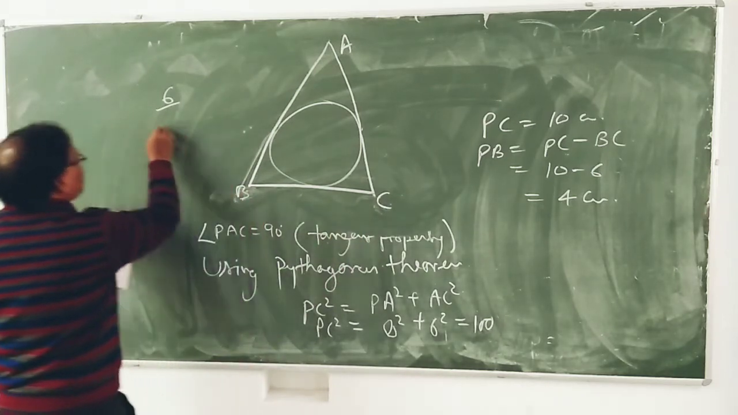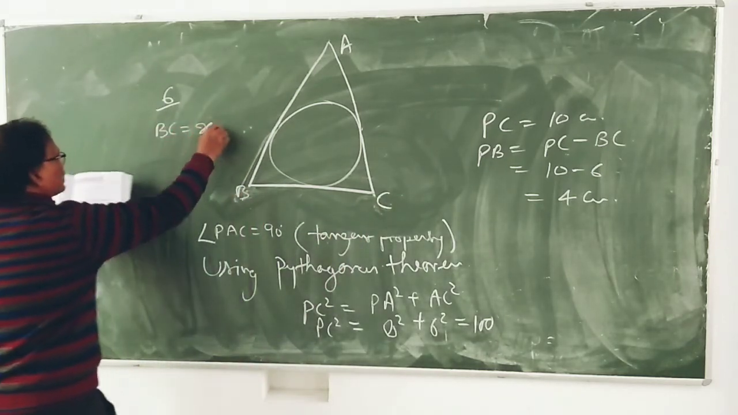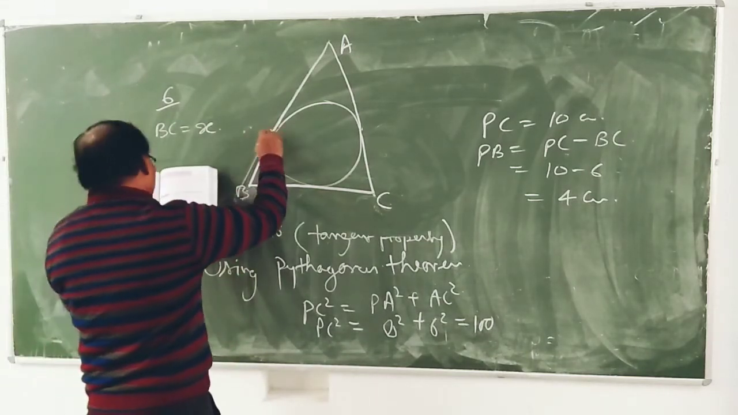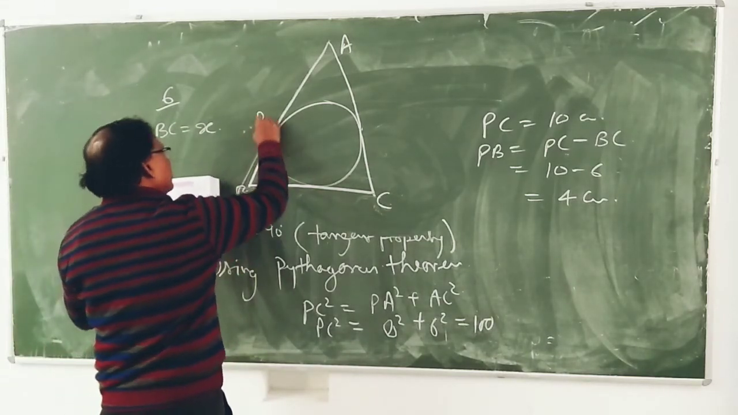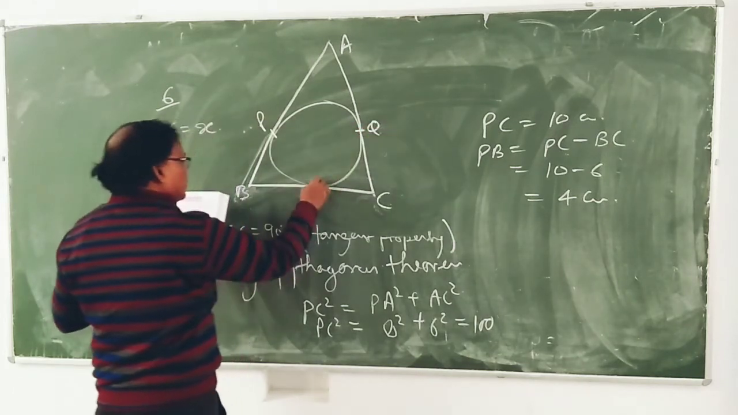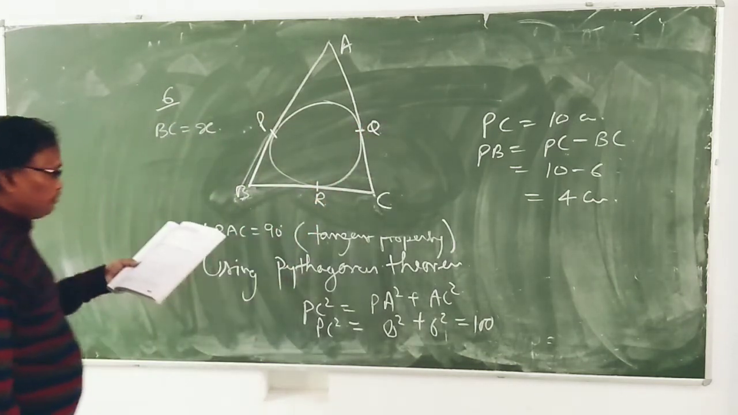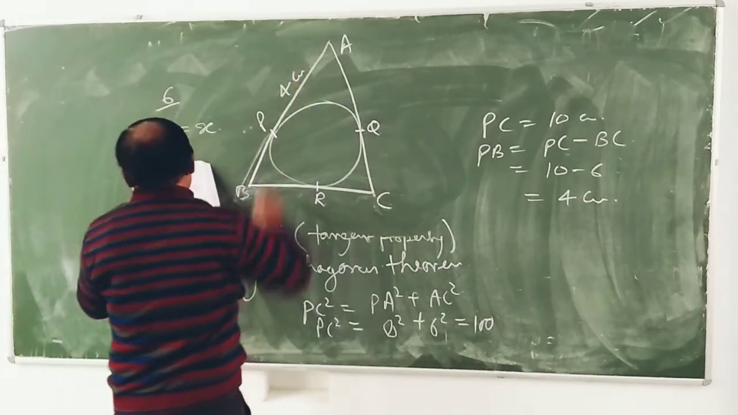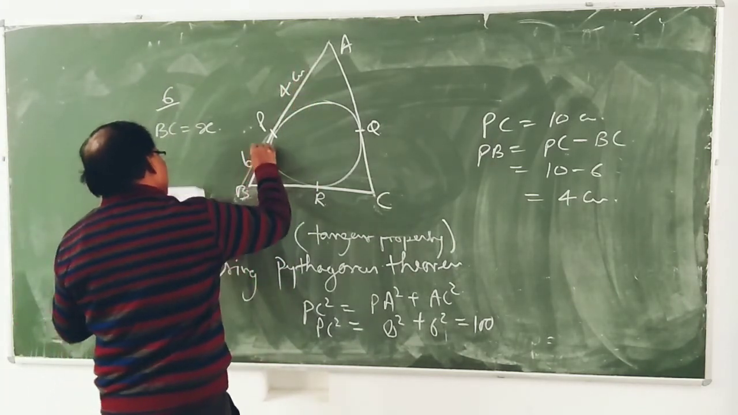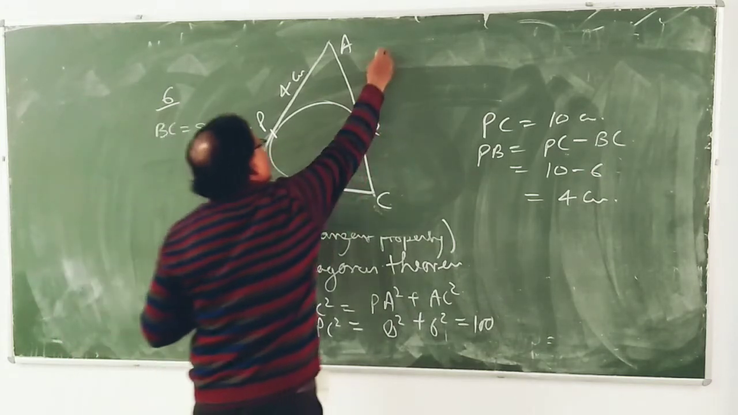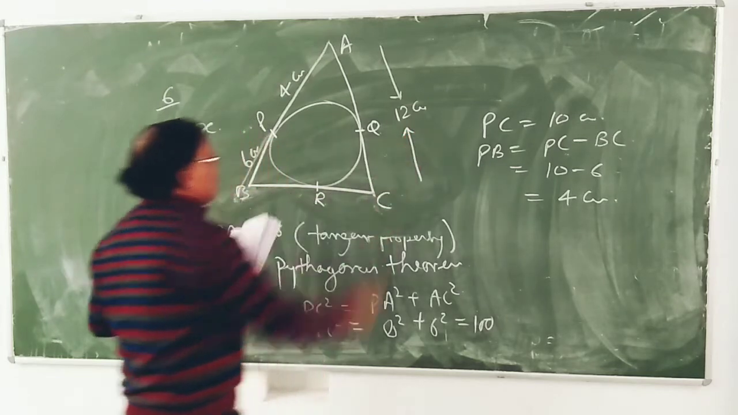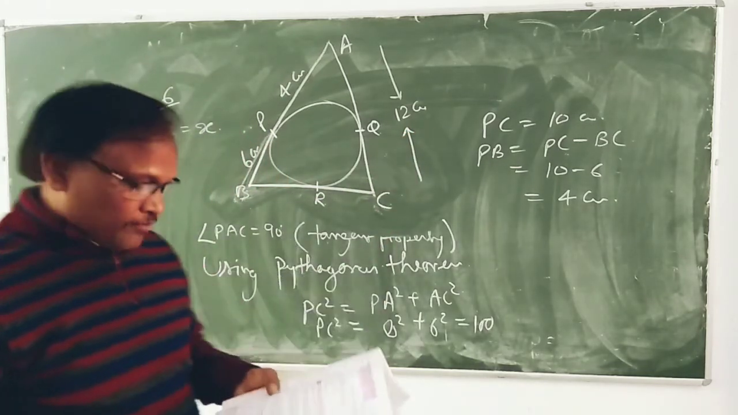This length BC is equal to x. This point is T, Q and R. PA is 4 cm, this is 6 cm. This whole is 12 cm, means AC. Find the value of x.